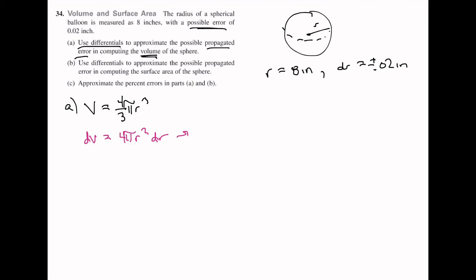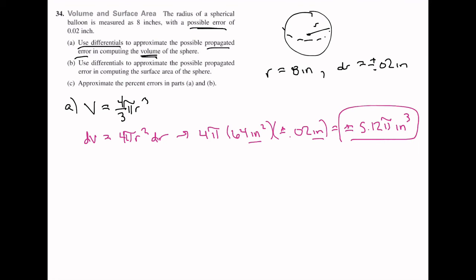Now let's plug in the values. So that's 4 pi times 64 square inches, right, when you square your radius, times plus or minus 0.02 inches. And you can do the math. That should work out to be 5.12 pi. And you can even see the units work out. Inches squared times inches is inches cubed. So that is the amount of propagated error for the volume. So you've done part A.